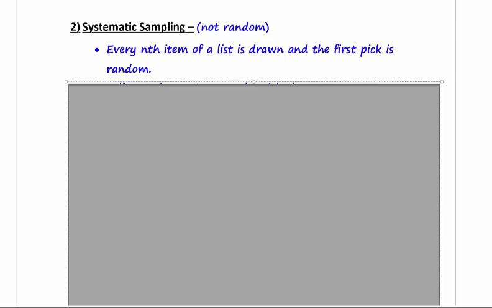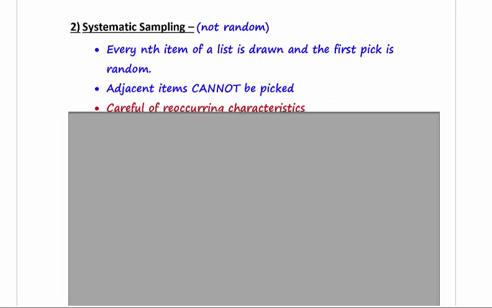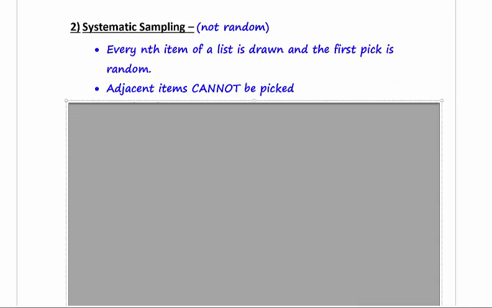So then you would say 12, 22, 32, 42. You start off with a random spot, but after that, it's every single 20th item or 100th item, whatever you decide. The disadvantage to this, and the reason why it's definitely not random, is that adjacent items cannot be picked. What I mean by that is if you're starting off with the 12th item, you're not going to pick the 13th item. So you're never going to be able to pick items directly beside each other, which is what adjacent items means.